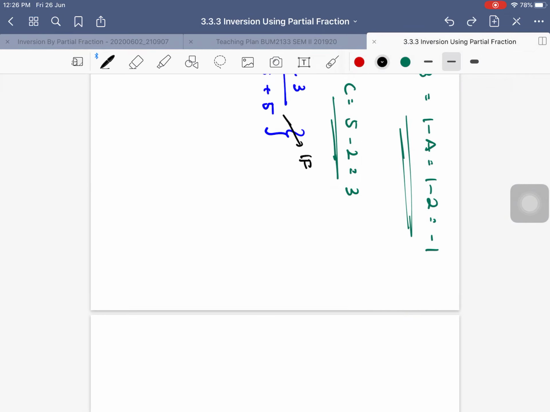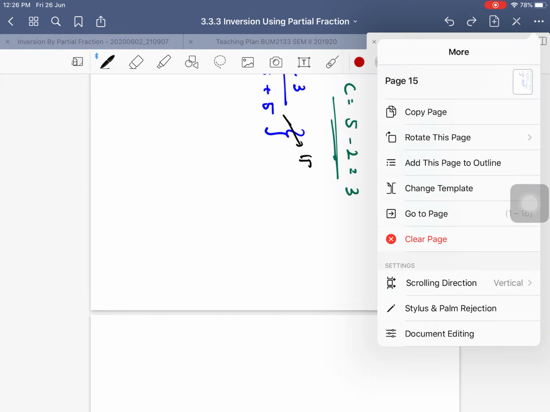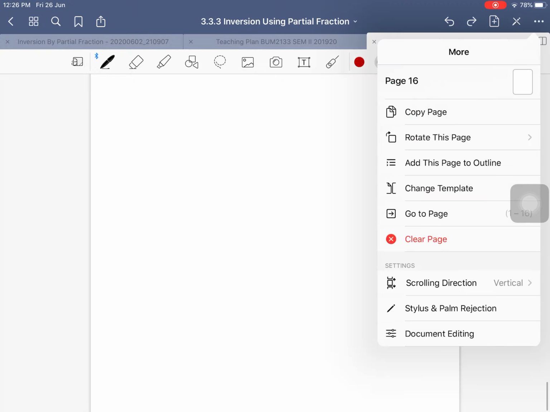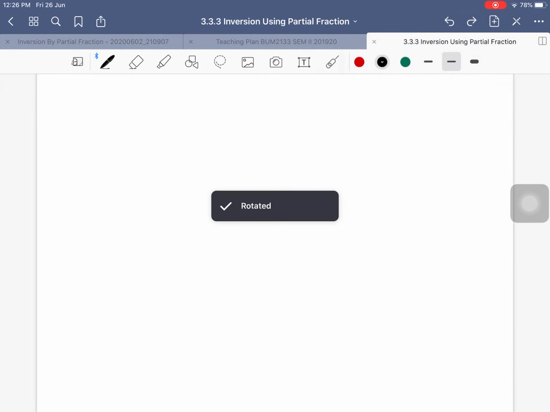No, not you. Rotate counterclockwise. Yeah, this is what I want to rotate. Okay.